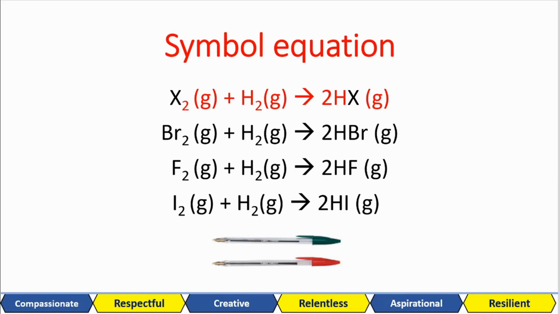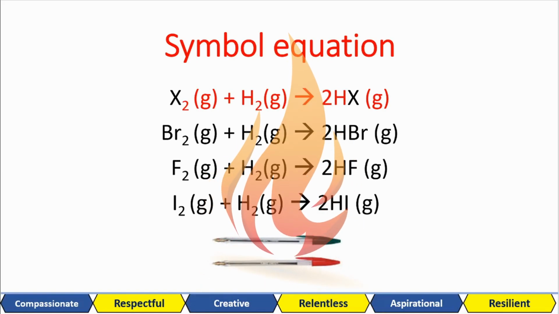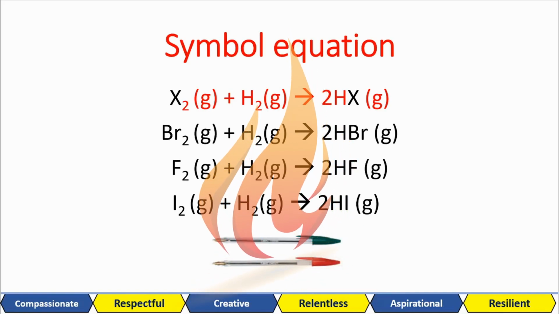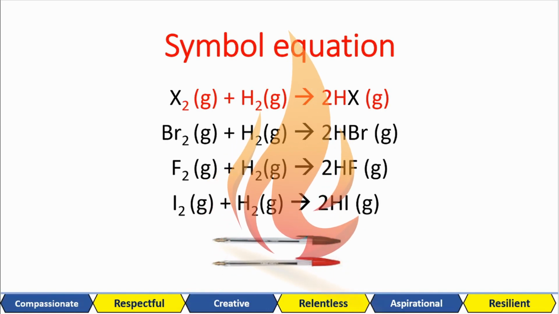Some of you are probably wondering why iodine and bromine are gases in this reaction. It's because we have to heat them up past their boiling point to get them reacting. Remember, the reactivity decreases as you go down the group. So we need to heat up the bromine and iodine to get them to react with the hydrogen. But the fluorine reacts quickly with hydrogen.